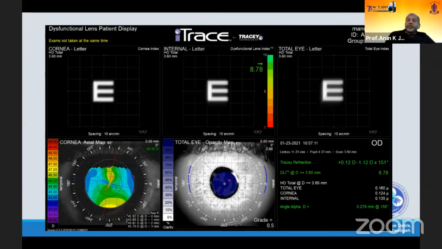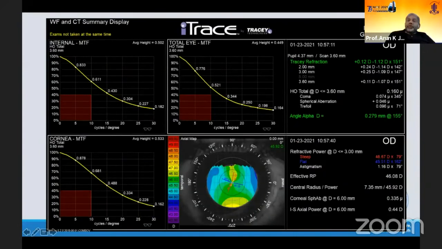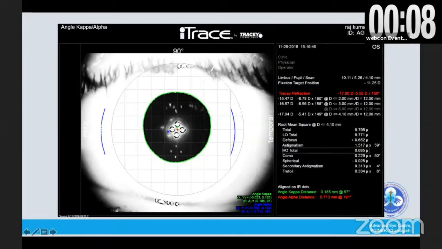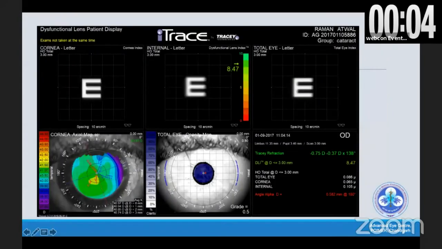And this is another eye. Here you can see the angle alpha is very high in these cases, though it is a sort of error in the picture. So one should be very careful while taking the shots on the iTrace. If it is too high, one should avoid it. I'll take just another minute. And this is another patient again.